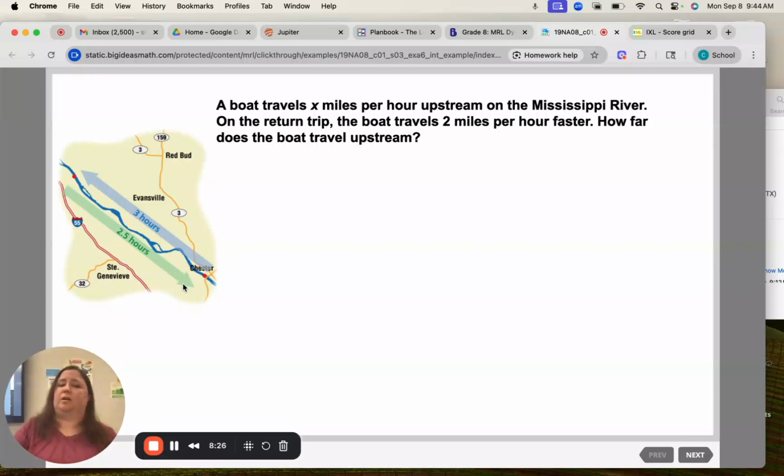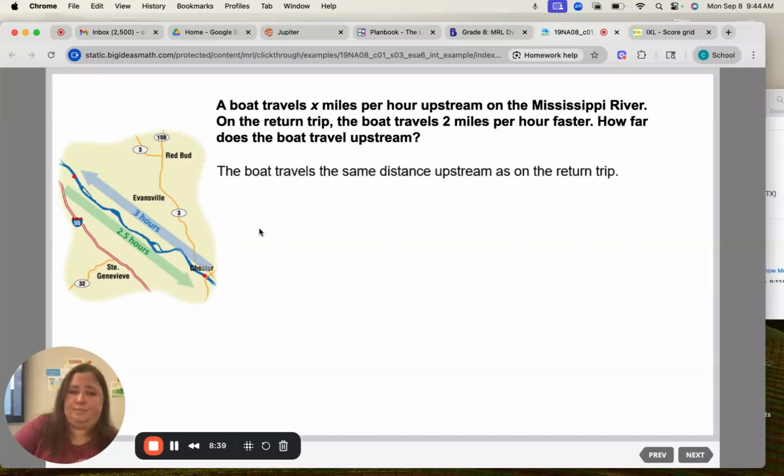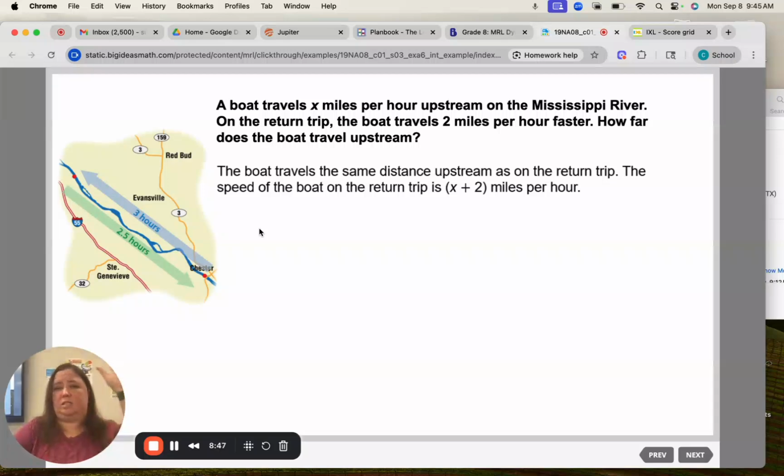So let's create an equation here. We know the distance is the same, so we can use a variable in place of the distance. So we just put in x. We know the distance is x, right? We know that on the return trip, the green arrow, we went how much faster? 2 miles per hour faster. So that's why you see this x plus 2.